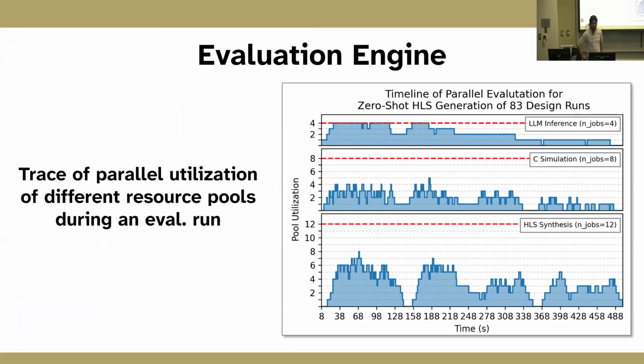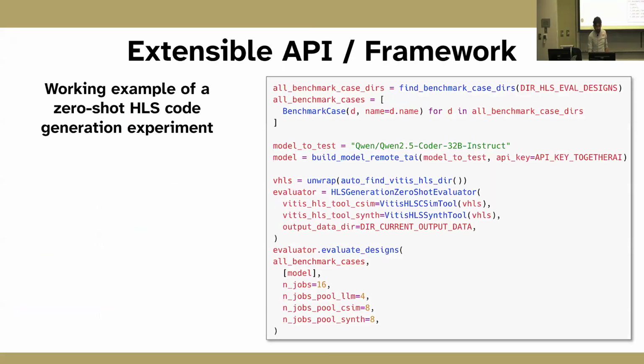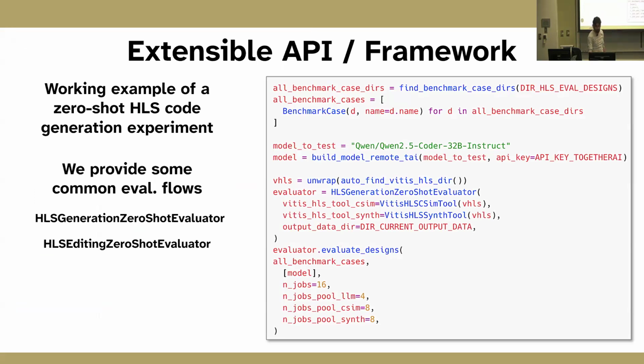And you can see here, if we allocate 4 threads, 8 threads and 12 threads for synthesis or inference simulation and synthesis, you can see the usage of each of these parallel pools over time. This is just a cool visualization, but we're going to use this later to point something out. And then everything is in Python. So this is the minimal code that you need to run a benchmark, which is pretty neat.